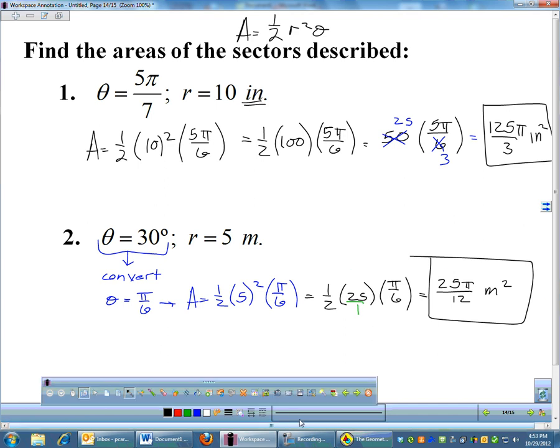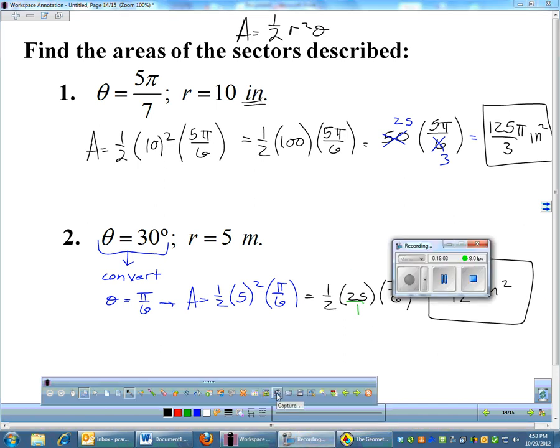And there is everything from this section. I'm actually proud of myself for getting it done in less than 20 minutes. I thought it was going to take a lot longer than that.